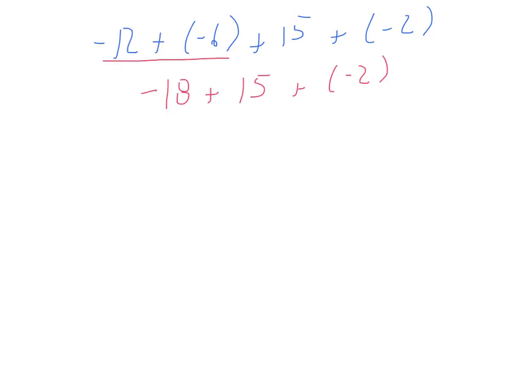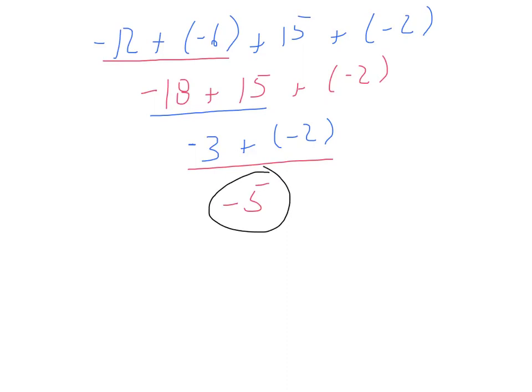So next I have negative 18 plus 15. Different sign, so the difference between the absolute values of the two is 3. Now I'm going to keep the sign of the greater absolute value, which would be negative 18, so negative 3 plus negative 2. And here I have a negative plus a negative, so it stays negative. Add the two numbers. 3 plus 2 is 5. So this expression simplifies to negative 5.